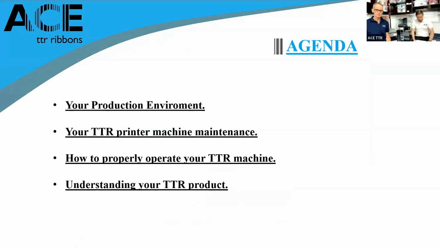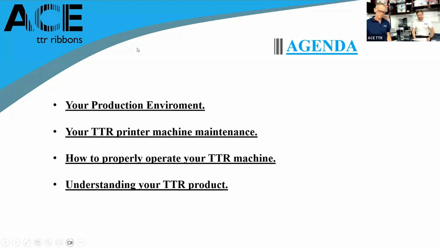So our webinar will have 4 main topic areas, and you need to consider all these areas in order to get the best results out of your TTR printers. We'll start with issues related to your production environment. Then we will explain your TTR printer machine maintenance and all the problems related to that, and also how to properly operate your TTR machine and the understanding of your TTR products. As we're going through, please feel free to write down any questions in the chat box, as we're going to have a Q&A session in our webinar.